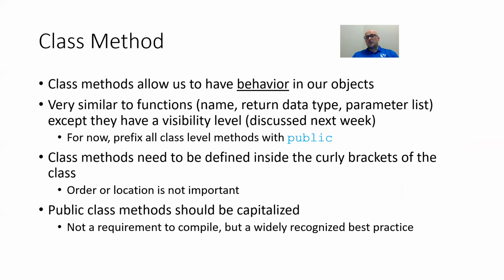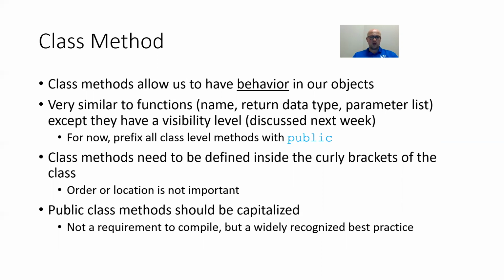Okay, that is how you store data in classes. But now it's time to talk about how we store behavior in classes, okay? Objects have behavior. Humans walk and talk. Dogs bark, okay? And you'll see that methods are very similar to functions, okay? In fact, they're almost identical. They just have that public keyword in front of them. Again, we're not going to talk about access modifiers today.